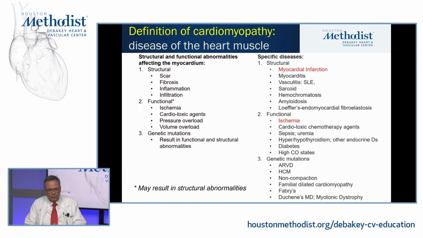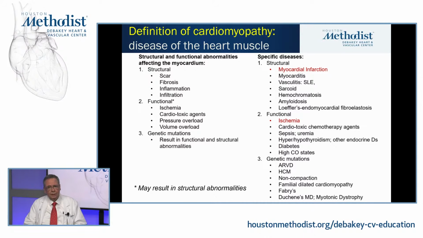Now, if we want to be more specific, then under structural, we obviously think of myocardial infarction and scarring from that, myocarditis, vasculitis, such as lupus, sarcoid disease, hemochromatosis, amyloid, left-sided endomyocardial fibroblastosis, and others that are not even listed. On the functional side, ischemia, again, very important, cardiotoxic effects of, for example, chemotherapy agents. Sepsis has been known to acutely influence heart function, even uremia. Endocrine disorders, hypothyroidism, diabetes, there is a diabetic cardiomyopathy, high cardiac output states.